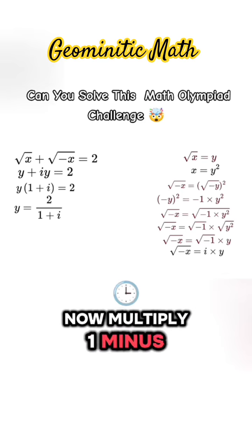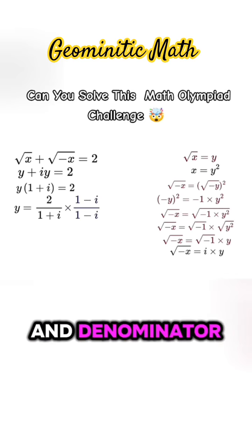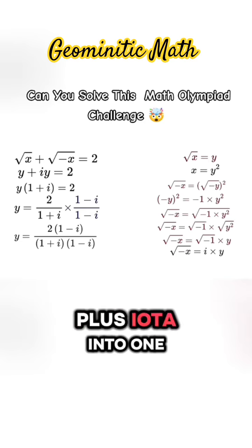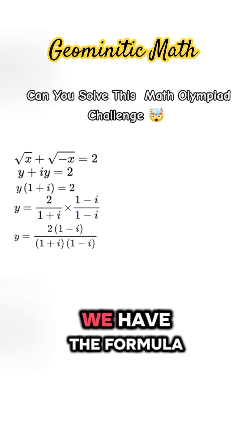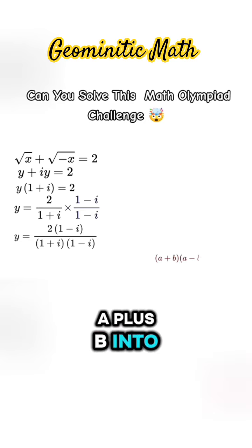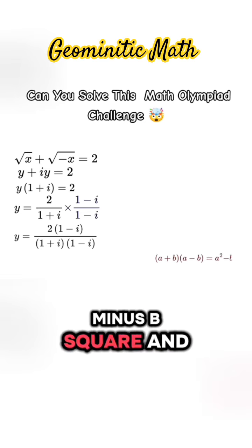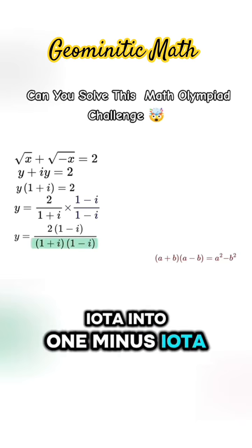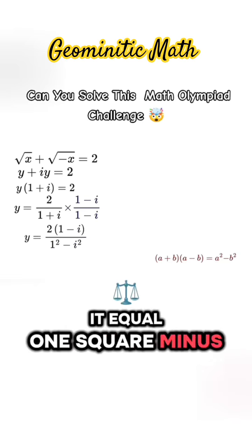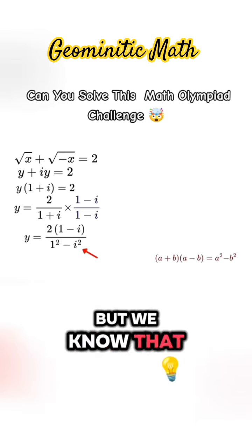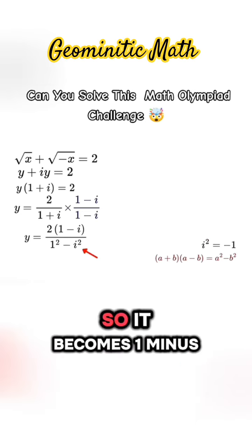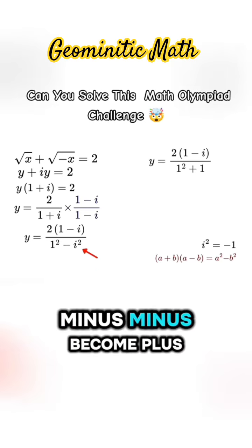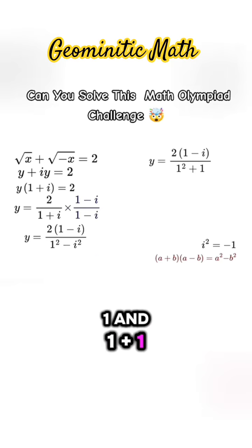Now, multiply 1 minus iota with the numerator and denominator. So it becomes y equals 2 times (1 minus iota) over (1 plus iota) times (1 minus iota). We have the formula (a plus b) times (a minus b) equals a squared minus b squared. And look at the denominator. It is (1 plus iota) times (1 minus iota). It equals 1 squared minus iota squared. But we know that iota squared equals minus 1. So it becomes 1 minus minus 1. It equals 1, and minus minus becomes plus 1. And 1 plus 1 equals 2.